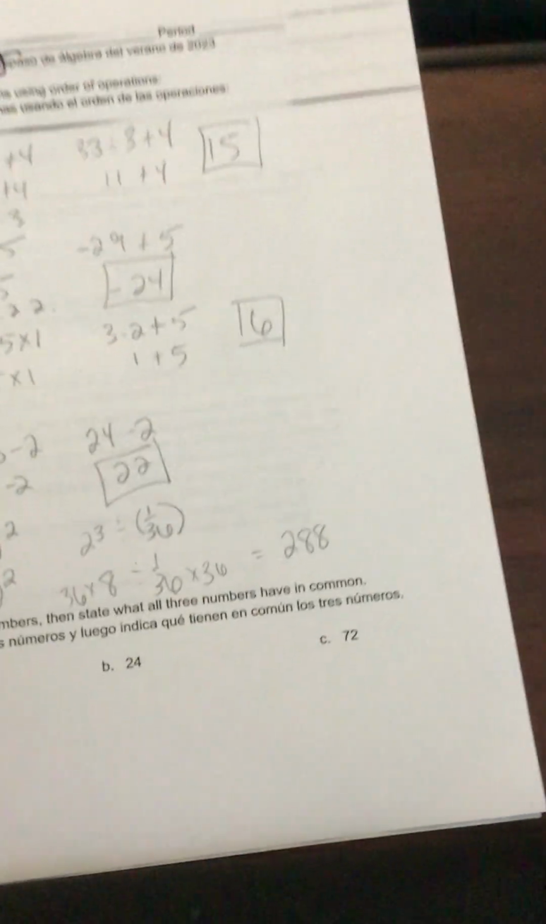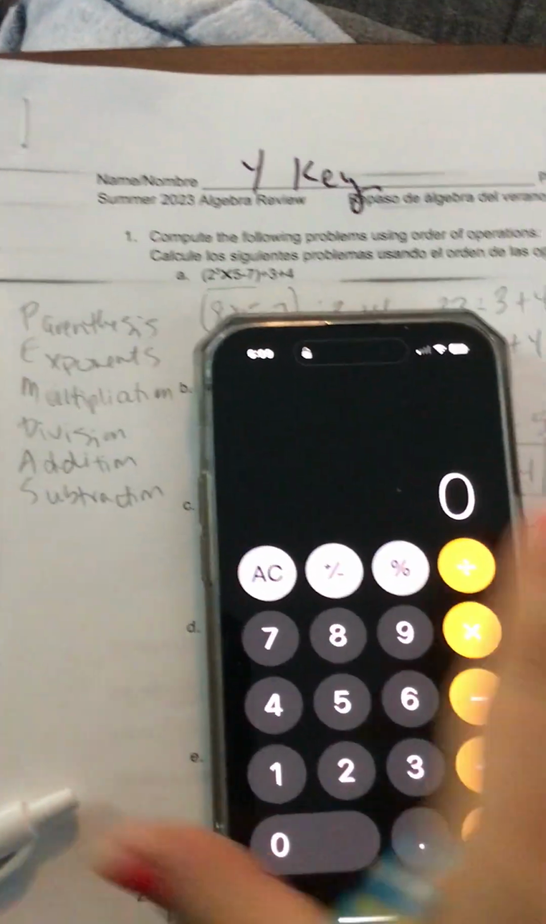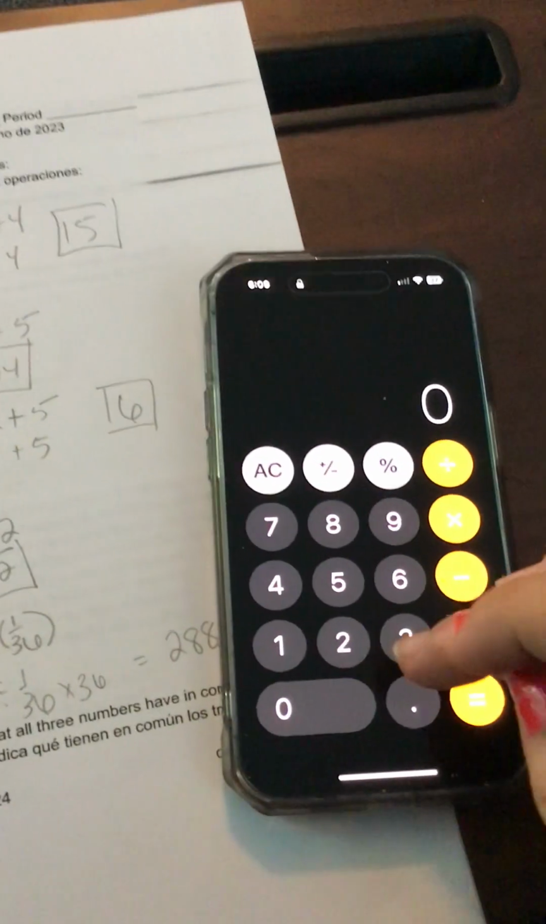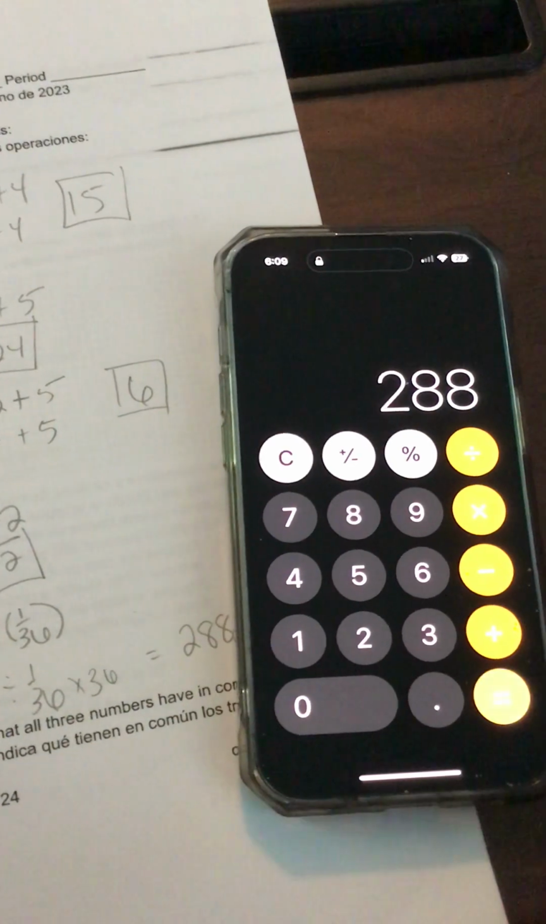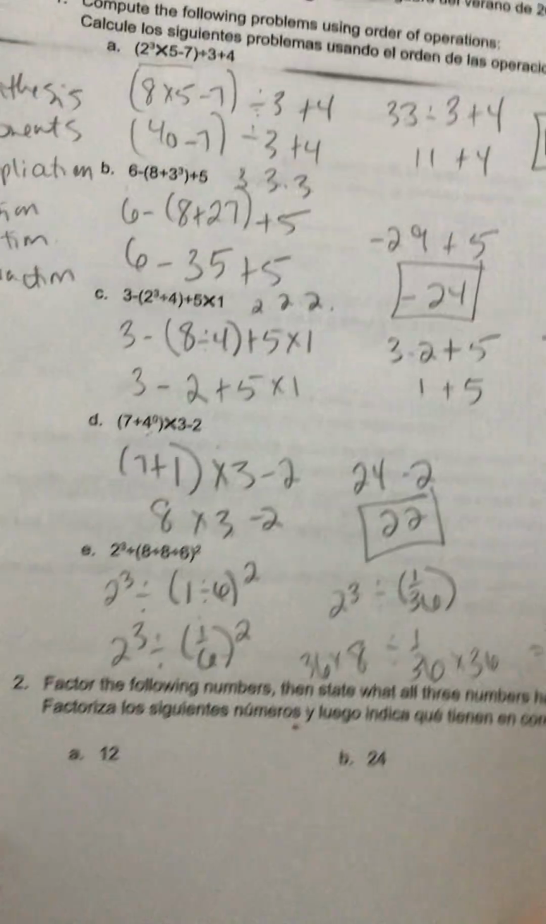Let me see if I have my phone nearby. Yes, I do. Alright, get that calculator out. Alright, so we are doing 36 times 8, 288. There we go. Okay, so that is my answer for that one.